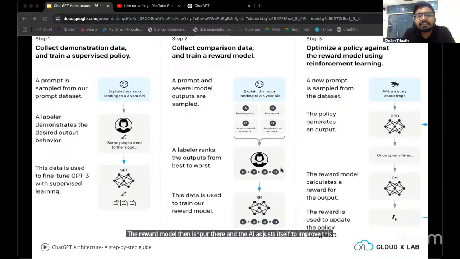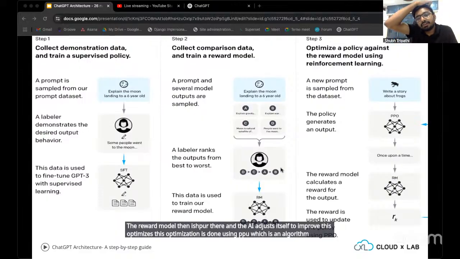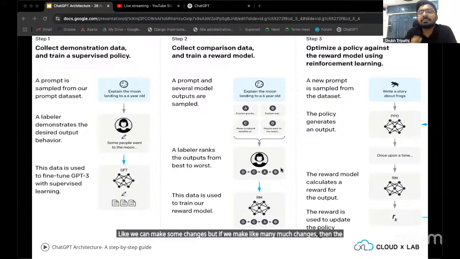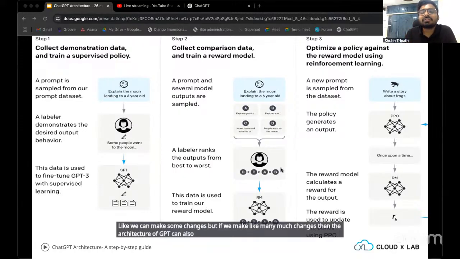This optimization is done using PPO, which is an algorithm. It fine tunes the model without making drastic changes that could degrade performance. We can make some changes, but if we make too many changes, then the architecture of GPT can also change. That's not what we want. So that's why we fine tune the model. We change the weights, but only very little so that they do not degrade the performance.